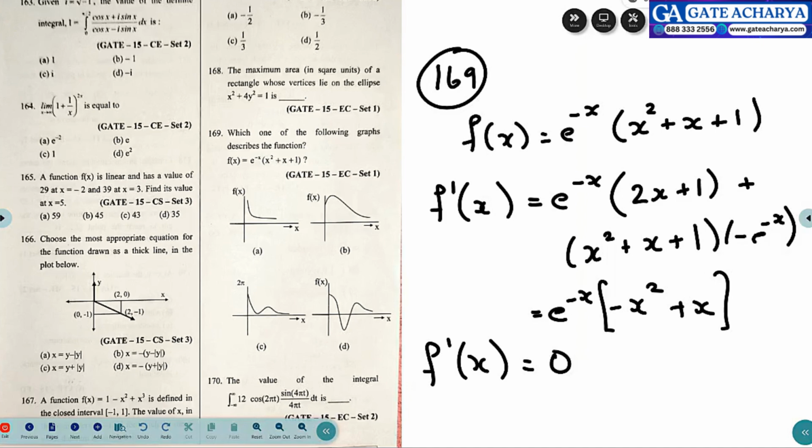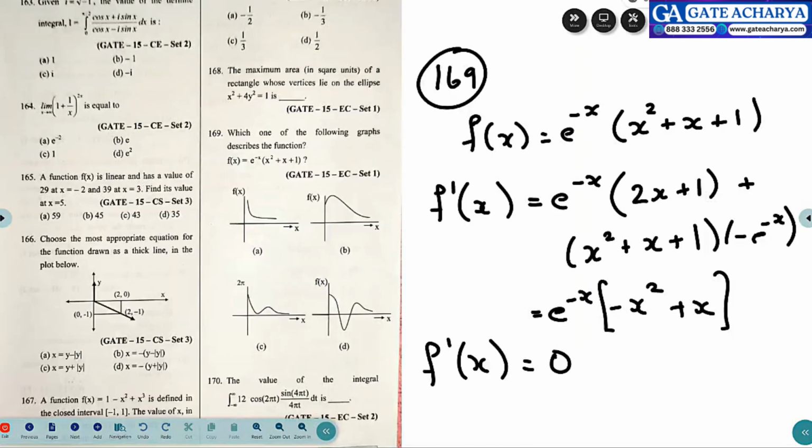Let's put this condition. So I'm trying to find the maximum and minima in the conditions. To find maximum and minima, what is the criteria? Take the first derivative, equate that to 0. So e raised to minus x into what? Minus x square plus x.